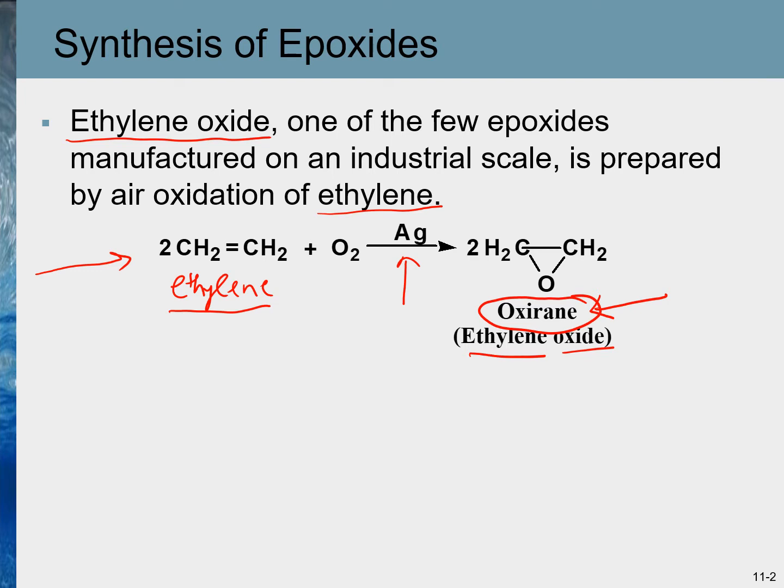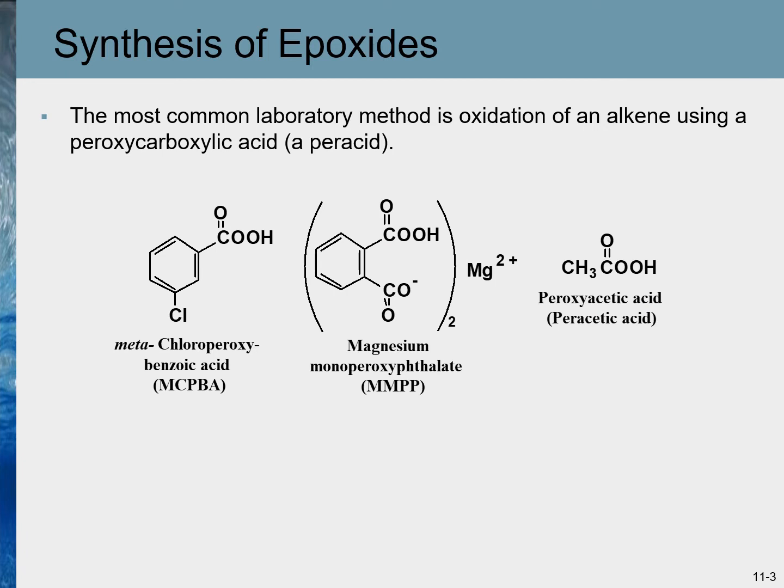In the previous slide, we saw the most common industrial method to prepare epoxide. The most common lab method to prepare epoxides is the oxidation of an alkene using a peroxycarboxylic acid. These kinds of acids are also known as peracids. We know that normal carboxylic acids have a functional group in which carbon is covalently bonded to an oxygen atom with a double bond and a hydroxyl group. So this is a normal carboxylic acid.